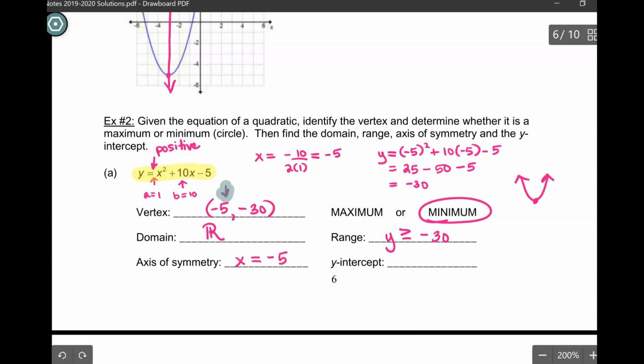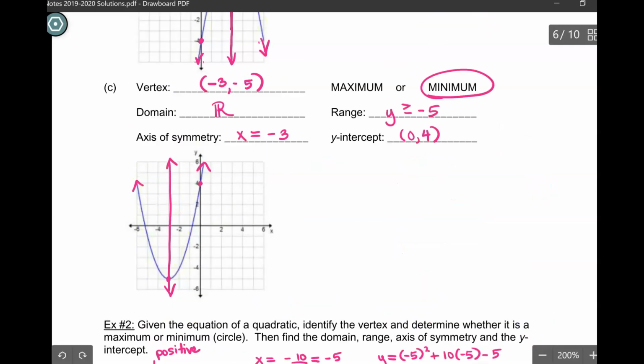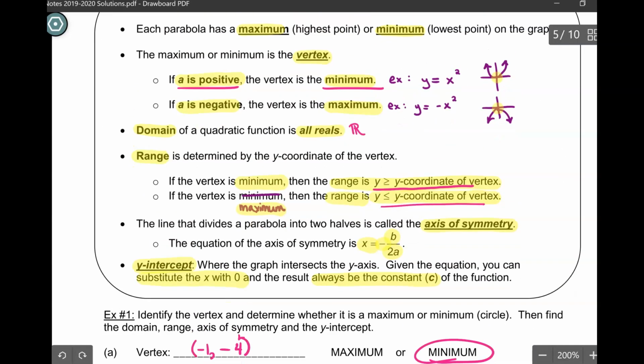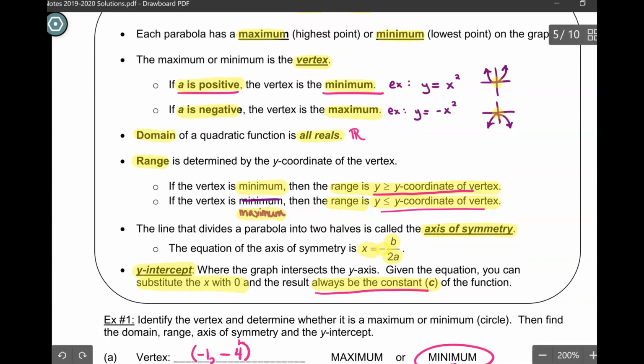And lastly, we have the y-intercept, which is (0, comma). What happens if I plug 0 in for x? I get c, which is my constant, negative 5. So all I need to do is take that y-intercept, when x is equal to 0, I get negative 5. It's always going to be the constant. That was the other thing I had mentioned here. I said it's always going to be the constant.